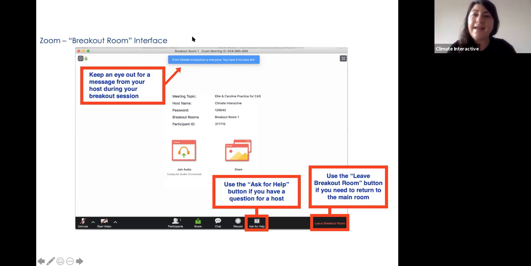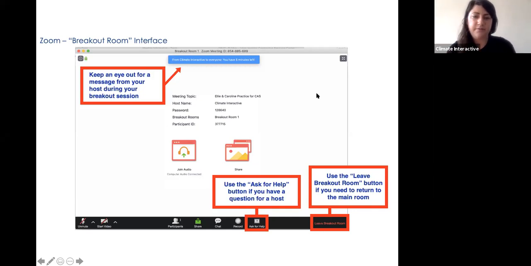So that will have the name of your group. And these are some different features here which you can use in your breakout room. Mainly there are those two buttons at the bottom that say ask for help and leave breakout room. Ask for help means that I will get a notification and I'll be able to join your room and answer your questions. Or I might send Carolyn to join your room and answer your questions.